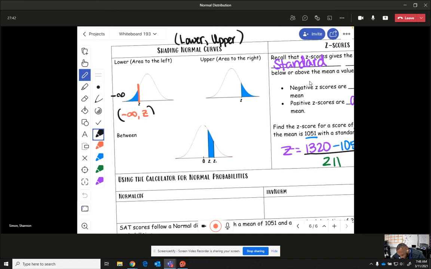And an upper tail: this time your shading starts at the z-score, and then it goes all the way up on the right-hand side, so this is positive infinity. This one says start at z and go to positive infinity for the curve. And then the last kind of curve is what we call a between curve. When we talk about a between curve, we're looking at between 2 z values.